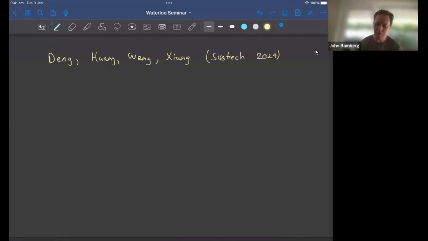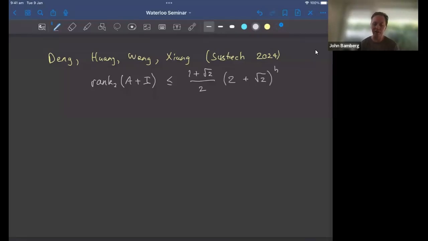And it was early 2024 that they looked specifically at Alon's graph and worked out the complementary 2 rank for completely other reasons, not for anything to do with our project. And they ended up with this bound. So that's where this funny number comes from, the 2 plus square root 2. And that's for all h.